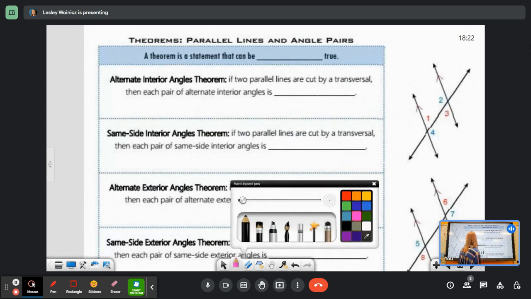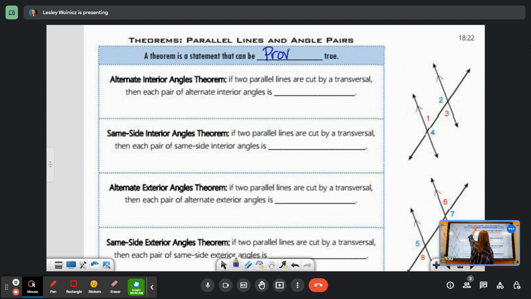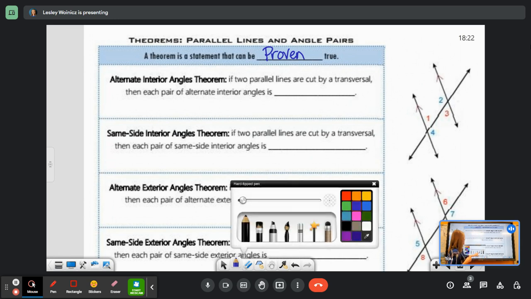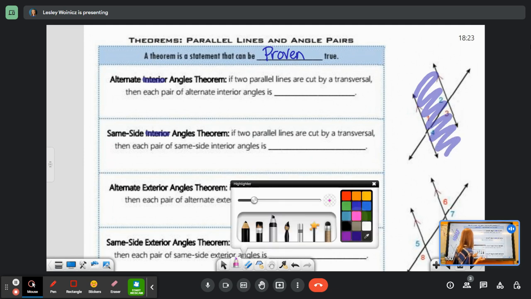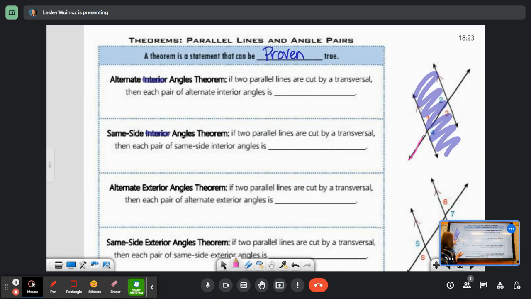So here are some new theorems for you on parallel lines and angle pairs. Remember that a theorem is a statement that can be proven true. So the first thing we're going to do on this first little picture is shade our interior, because you can see that both of these are talking about interior. So we're going to shade the interior. Okay, I'm going to make my transversal hot pink, an eye-catching color.